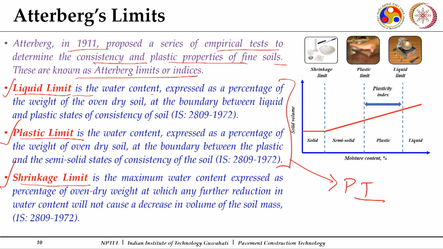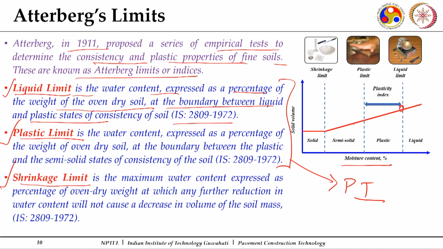It is the water content, expressed as a percentage of the weight of the oven dry sample, at the boundary between liquid and plastic states, and it is the water content at which the soil starts flowing. So if this is my water content, with respect to the dry weight of the soil, and I keep on adding, after this particular point the soil mass will start flowing with more water added.